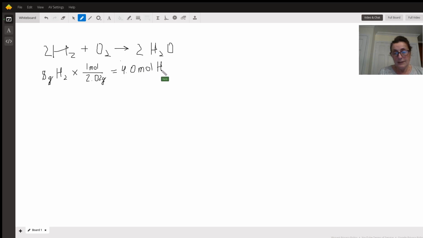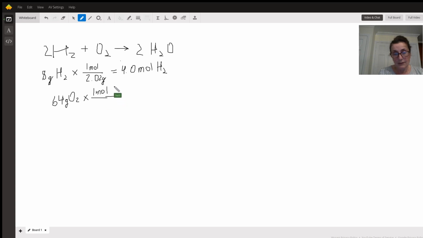Then we will do exactly the same thing. We will take 64 grams of oxygen gas. I have to put grams next to the numbers. Numbers mean nothing in chemistry. We need to have units, and it is very, very important to identify the units. So again, I need to convert 64 grams of oxygen to the moles of oxygen gas.